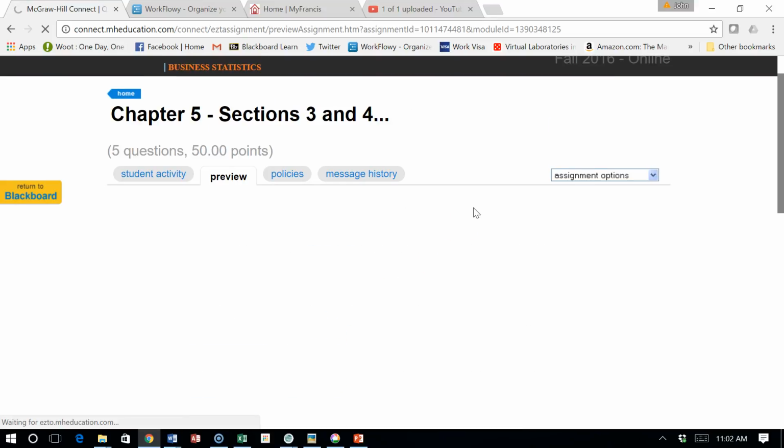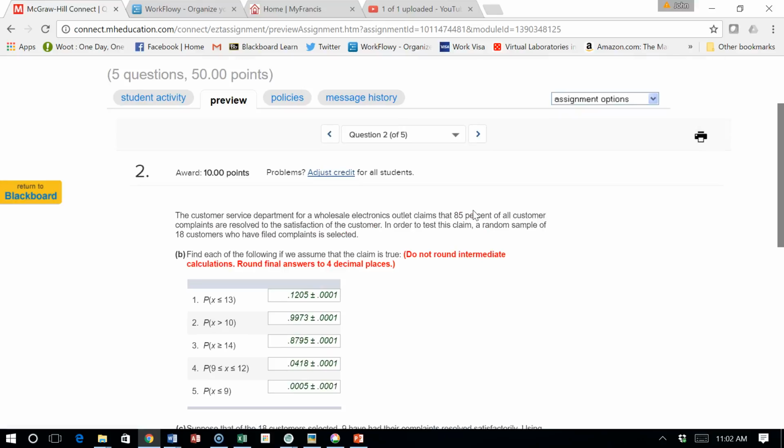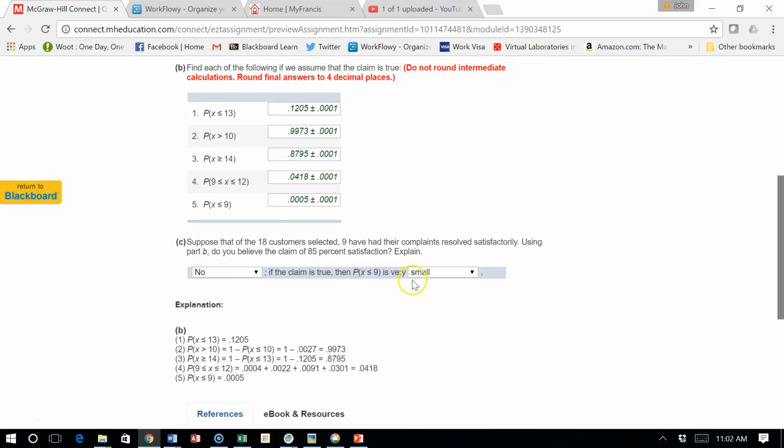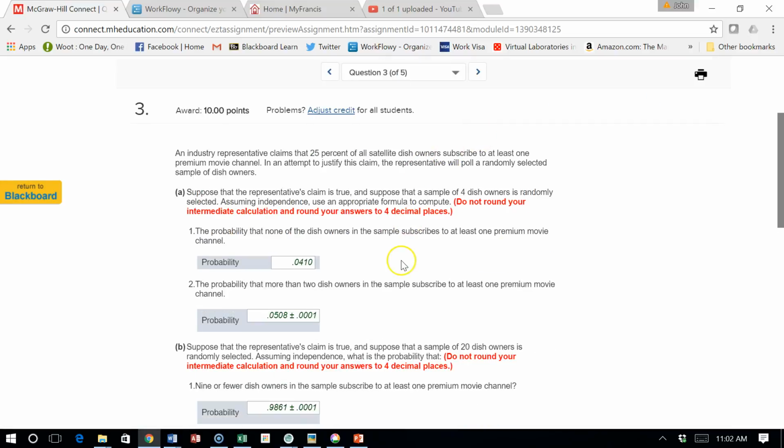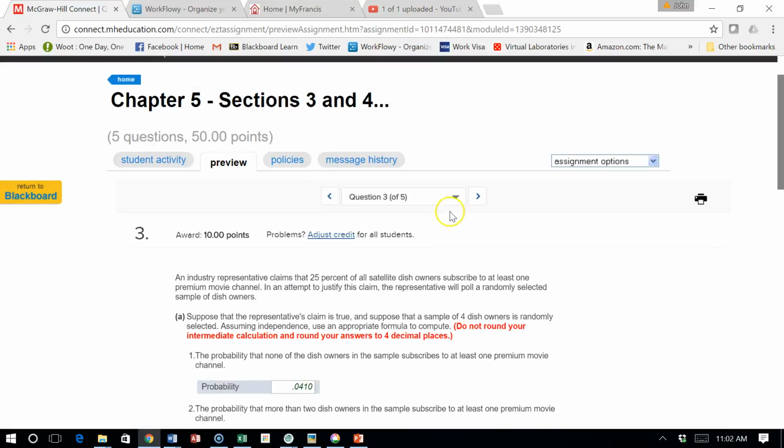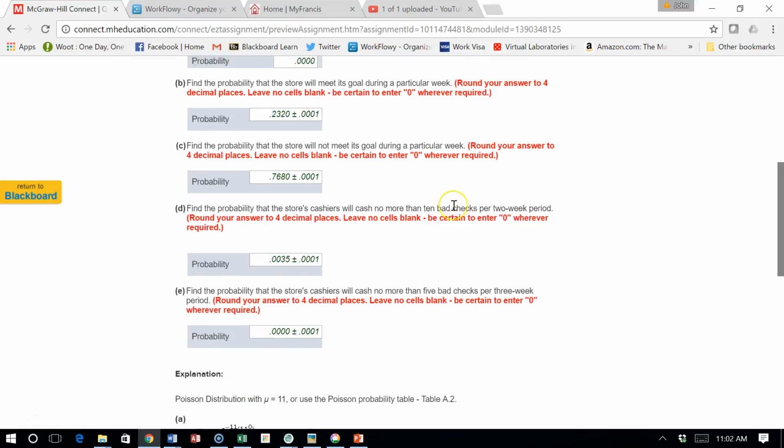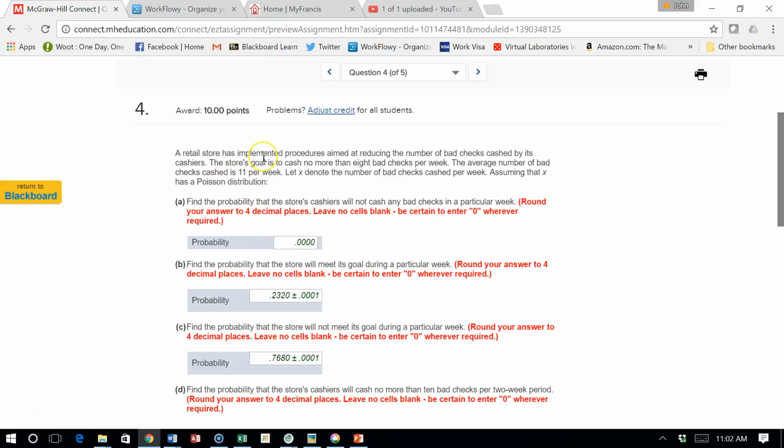Let me find a Poisson distribution. This one would also be binomial. And this one would be binomial. And this one would be Poisson, because a retail store has implemented procedures aimed at reducing the number of bad checks cashed by its cashiers. The store's goal is to cash no more than 8 bad checks per week. The average number of bad checks cashed is 11 per week. Let X denote the number of bad checks cashed per week. Assuming that X has a Poisson distribution, find the probability the store will not cash any bad checks in a particular week.